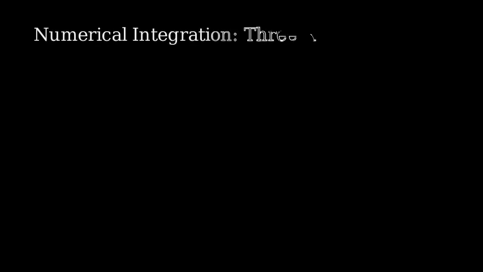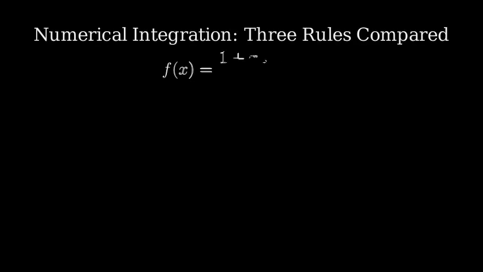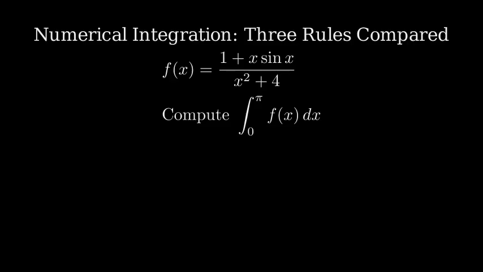We are going to integrate a function numerically and compare three rules. Our integrand is f of x equals the fraction (1 plus x) times sine x all over (x squared plus 4). We will find the area from x equals 0 to x equals pi. Then we will compare the rectangular midpoint rule, the trapezoidal rule, and Simpson's rule. Finally, we will show a table of errors relative to a highly accurate reference value.